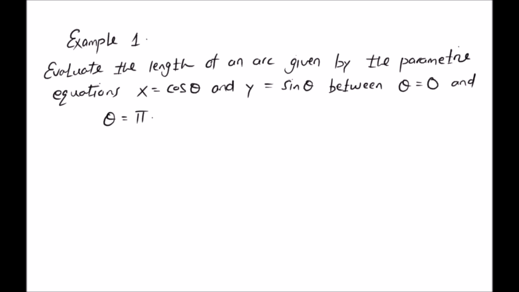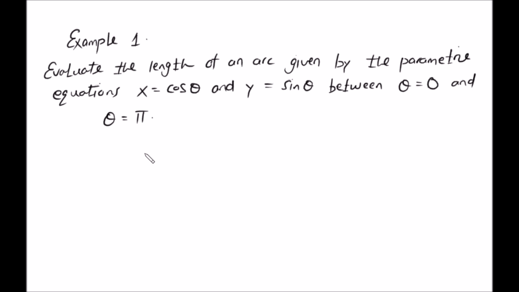Hii hapa sasa ni 1. Anasema evaluate the length of an arc given by the parametric equation. So you can see x is expressed in terms of theta. Kwa hiyo tuna x is equal to cos theta na y is equal to sin theta between theta equals to 0 and theta equals to pi.